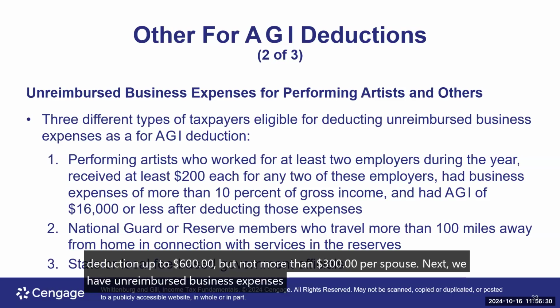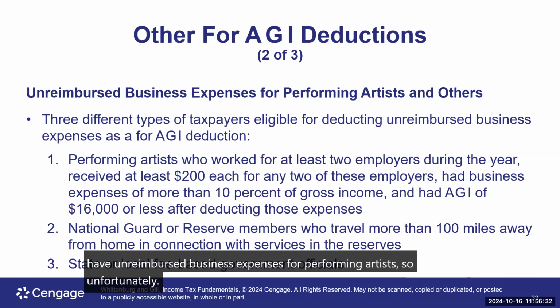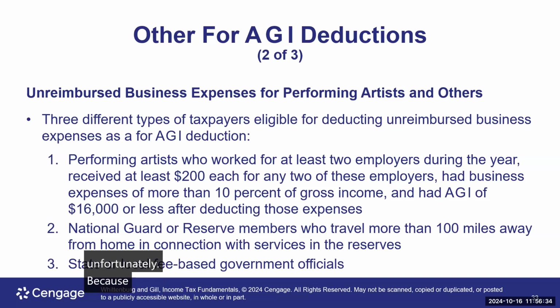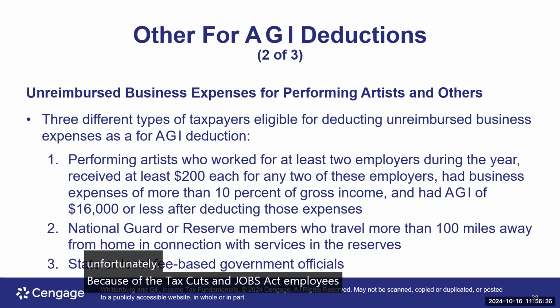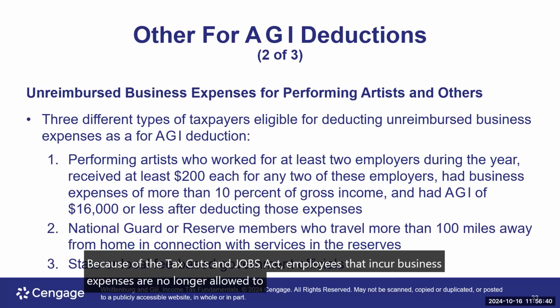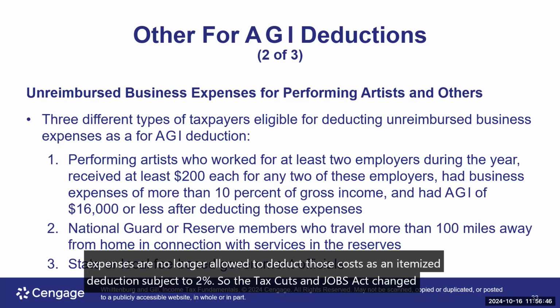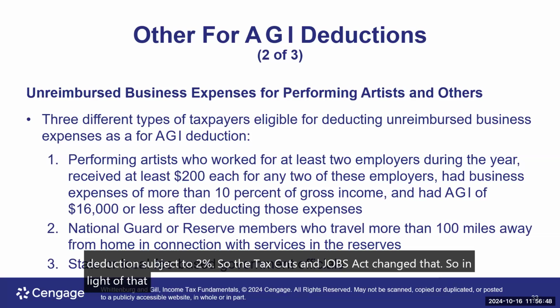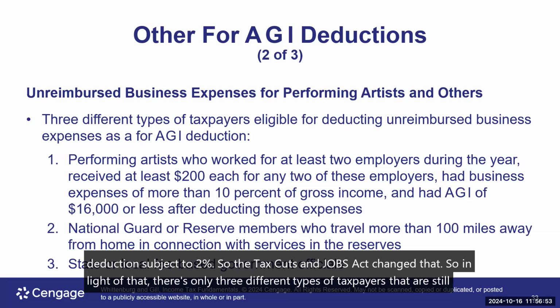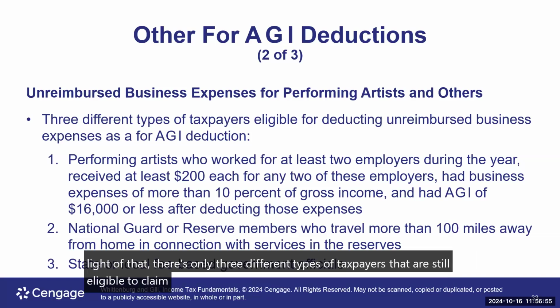Next, we have unreimbursed business expenses for performing artists. So unfortunately, because of the Tax Cuts and Jobs Act, employees that incur business expenses are no longer allowed to deduct those costs as an itemized deduction subject to 2%. So the Tax Cuts and Jobs Act changed that. In light of that, there are only 3 different types of taxpayers that are still eligible to claim this deduction. And the rules are different for each.